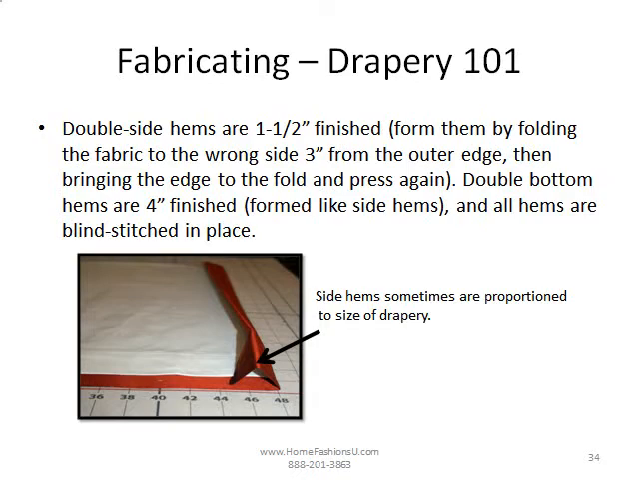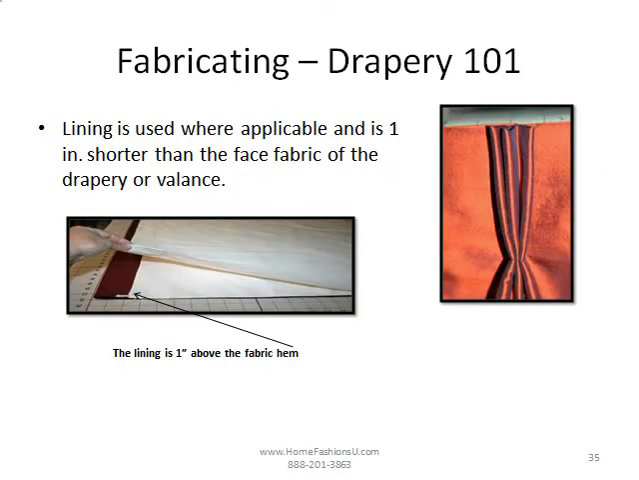Sometimes your side hems will be slightly smaller because they're proportioned to the size of the drapery, but as a rule it's 1.5 inches finished on the sides and 4 inches finished on the bottom. Lining is used where applicable and is generally 1 inch shorter than the face fabric of the drapery or the valance. So when you position your lining on top of your fabric, you want to allow 1 inch, and that is the hemmed lining, as you can see by the drawing.